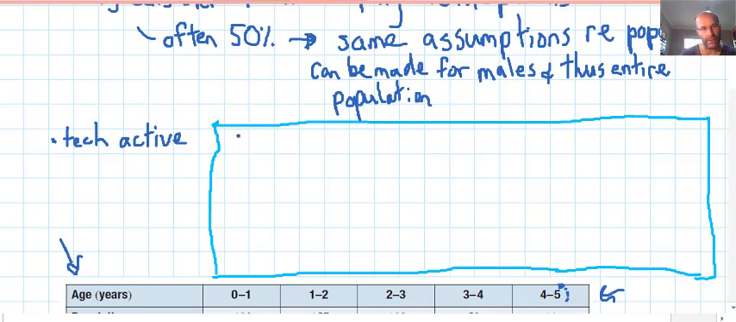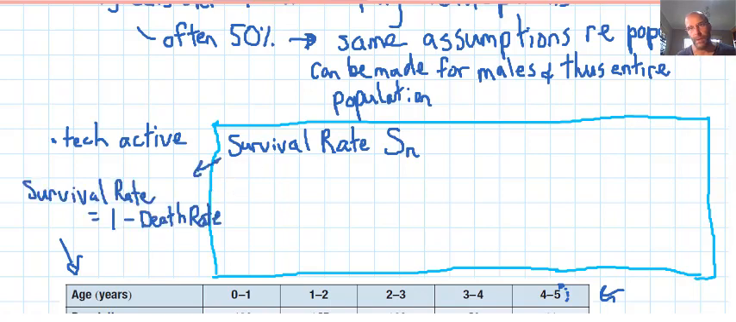Now some important symbology and some terms. So we talk about the survival rate, and that has a capital S as its symbol. So for age group n, the survival rate would have the symbol S sub n. And by the way, survival rate is 1 minus the death rate. So if by chance you're given data about the death rate, it's just the complement. So 1 minus death rate will give you the survival rate.